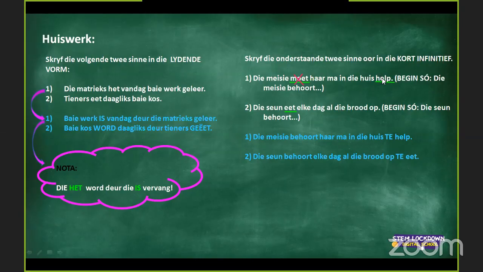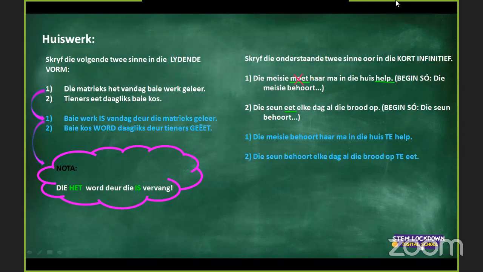Then I said, if your sentence has a moet, any auxiliary verb for that matter, you're going to cross it out because a sentence cannot have behoort and moet. Okay, the behoort is going to replace the moet. Okay, so kom ons kyk mooi. Ons sê die meisie behoort, and then the rest of the sentence, haar ma in die huis, and then I put the help.